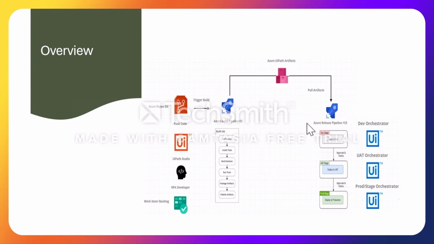What does it contain? The release pipeline contains a deploy task. What will this deploy task do? This .nupkg package will be deployed into the Orchestrator. There are different stages here: the dev stage, UAT stage, and prod stage. For each stage, we can add an approval event. After giving approval, only then does it deploy into the respective Orchestrator. This is how we can implement this.